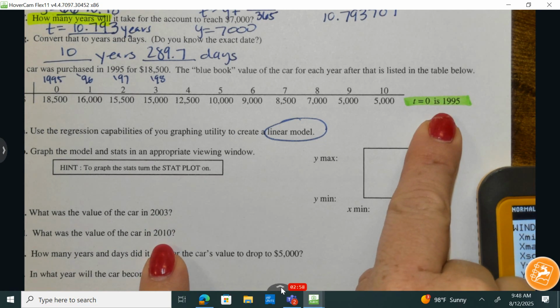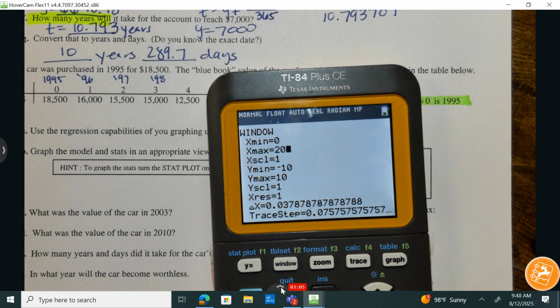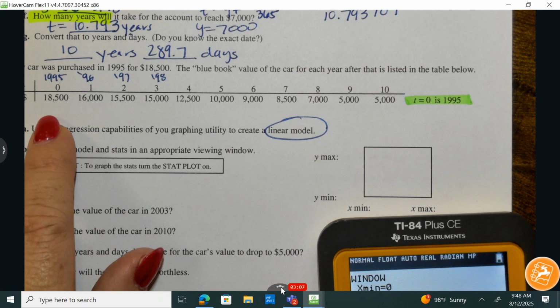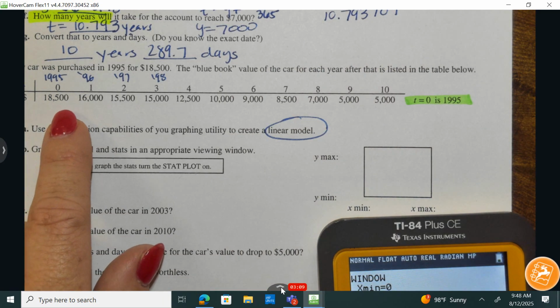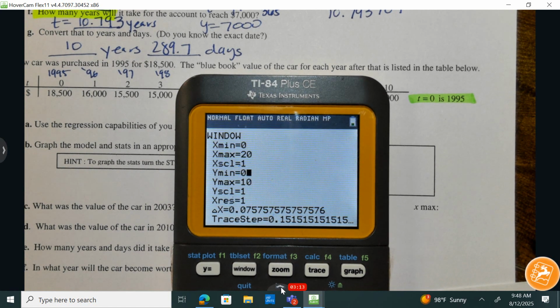From 95 until 2010 is a difference of 15. I need to at least go out to 15. Let's go all the way out to 20 just to be safe. Now, if the car goes up to 18,500, we can see it's decreasing over time. Let's change this window to go from 0 to 20,000 just so we can see it all.